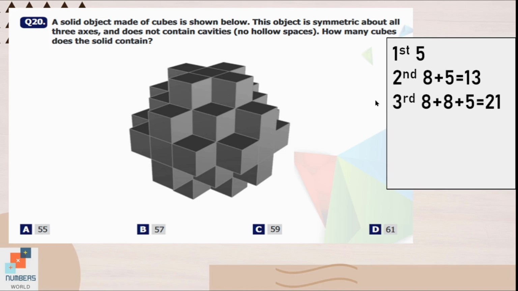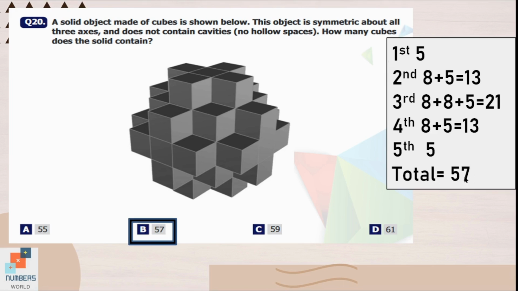So there are 21 blocks in the third layer, out of which 8 plus 5, meaning 13, are hidden and 8 are visible to us. In the fourth layer, there will be as many blocks as in the second layer. The reason is that it's a symmetrical shape. Similarly, in the fifth layer, there are 5 blocks because in the first layer, there were 5. So after adding all the numbers, the total is 57, which is our option B.